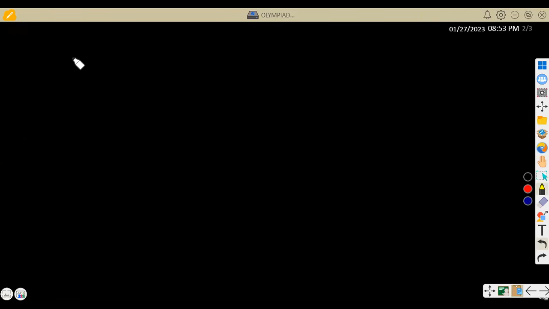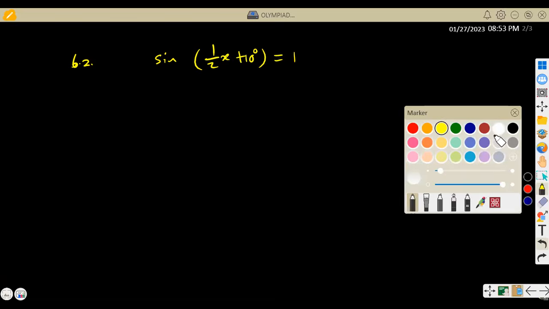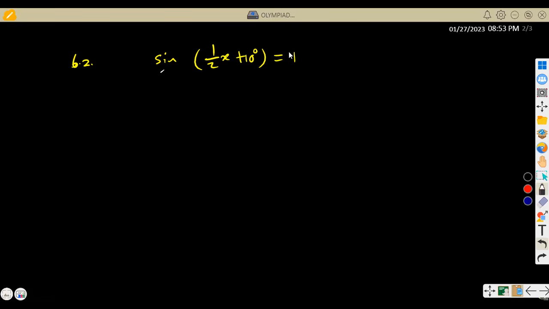So that was 6.2. We've got a 6.2 where we are given the sine of half x plus 10 degrees is equivalent to 1. Take note, we are supposed to solve for the values of x. And this is affected by sine. So how do you remove the sine that is on the left-hand side? To remove the sine, you just introduce arc sine. By introducing arc sine, it is going to remain with this whole expression, but on the other part, you can write arc sine of 1.